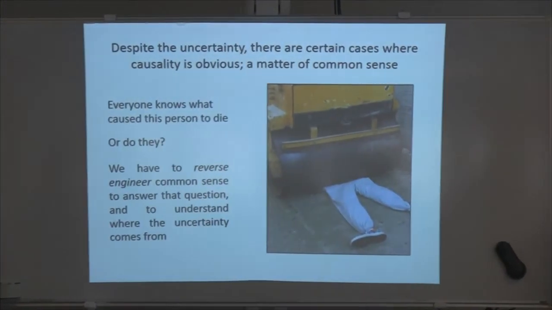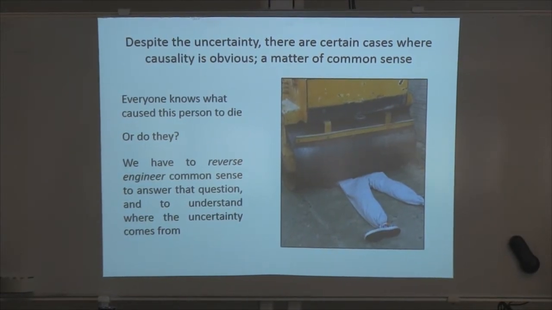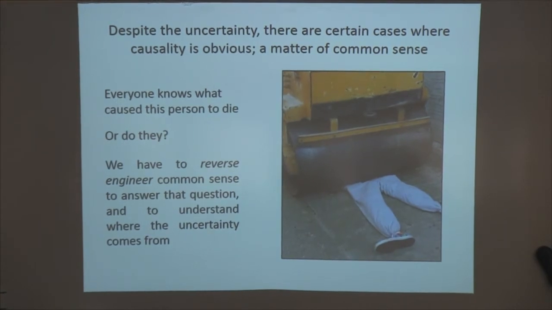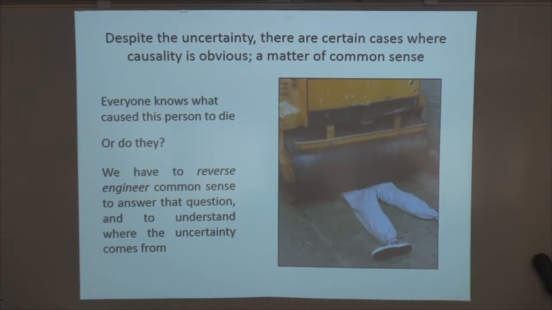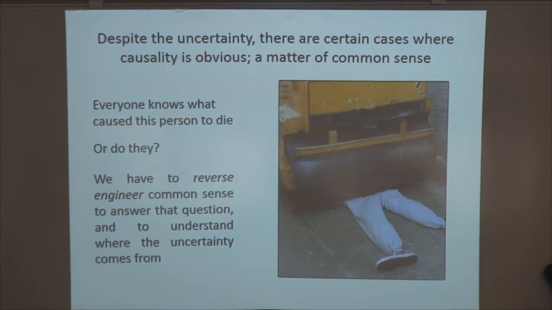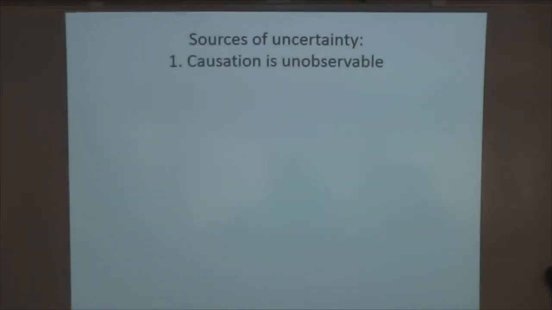The way we get there is to reverse engineer what is this common sense determination, to step backwards in time and say, okay, well, what else could have killed him? What are the other options? And use that methodology to actually understand how we evaluate more subtle differences in causal risk. Let me explain what I mean by that.